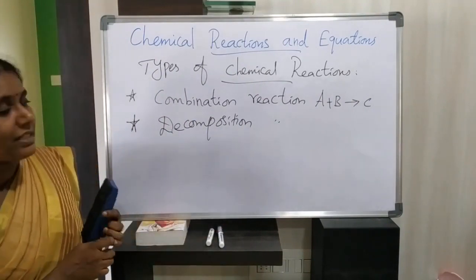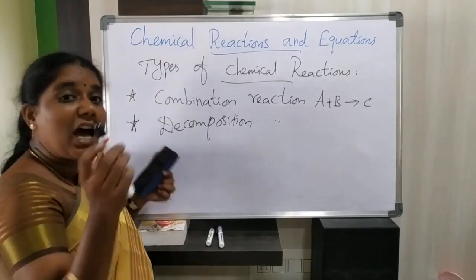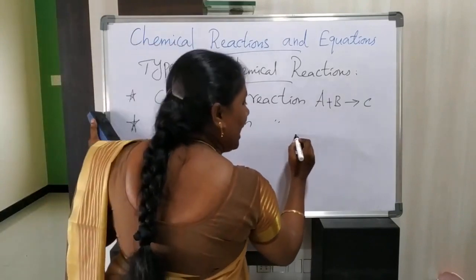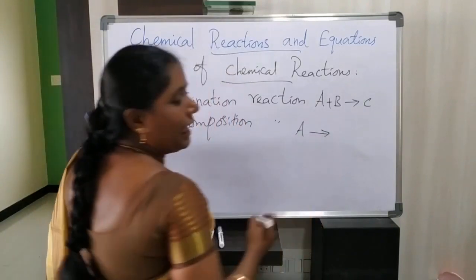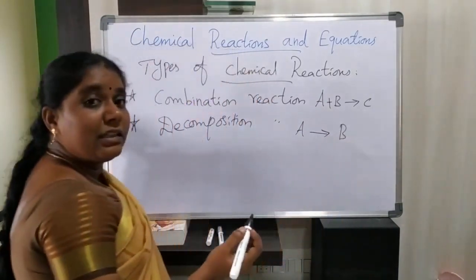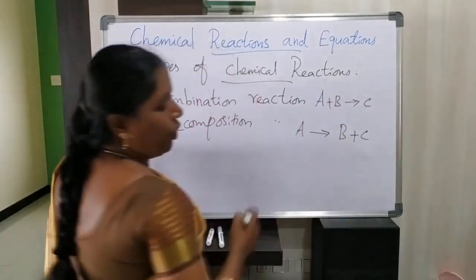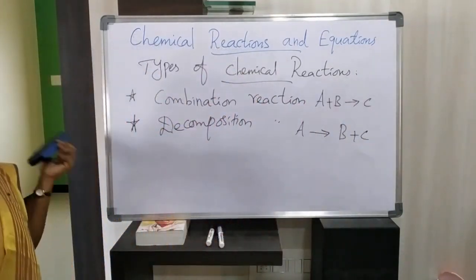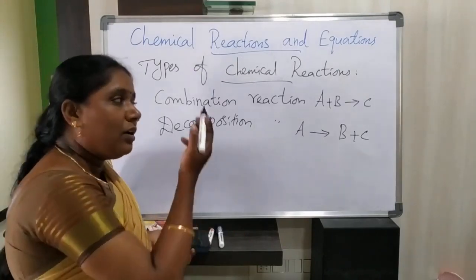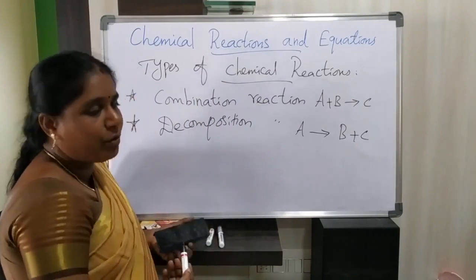Next, we discussed decomposition reaction. Decomposition reaction is opposite to combination. How is it opposite? A single reactant splits to form two or more products. So this combination reaction is opposite to the decomposition reaction.